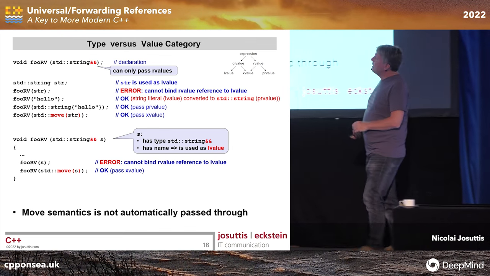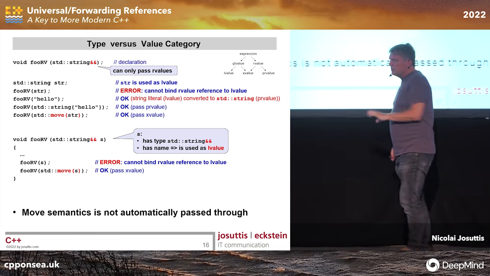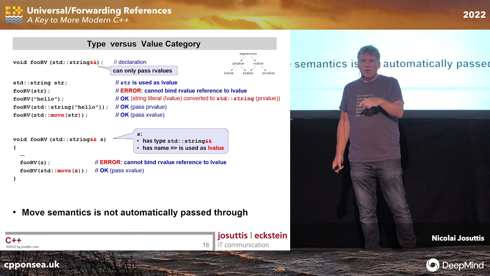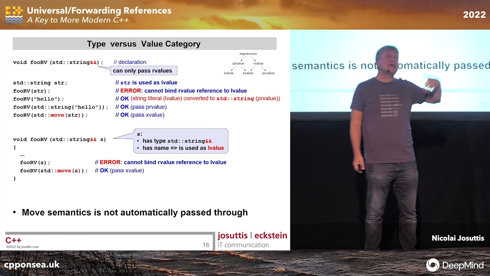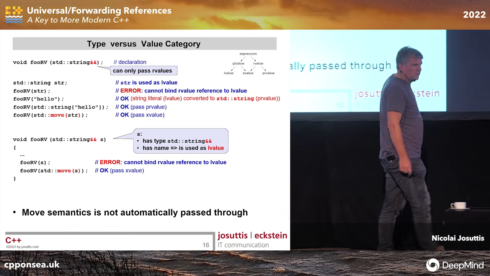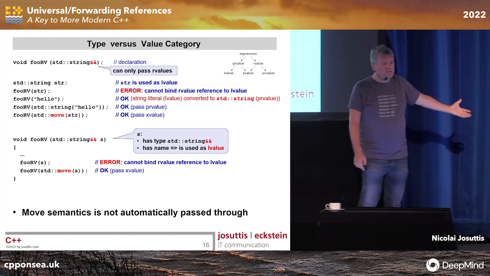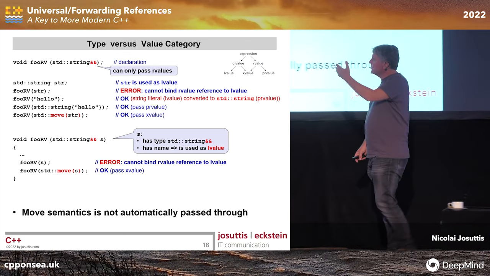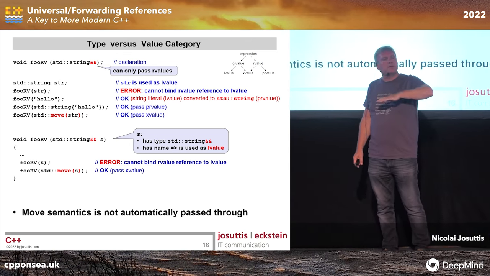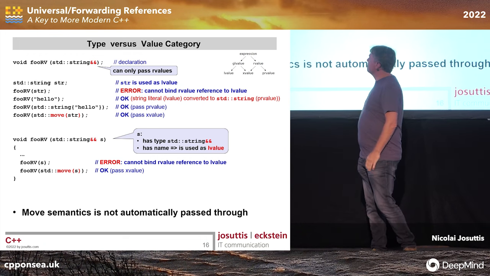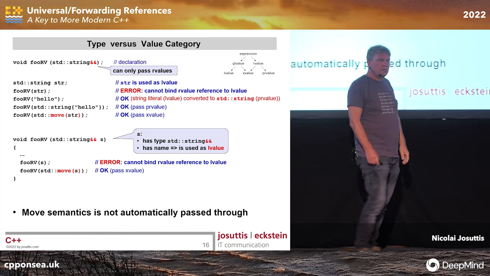But to be able to use it twice, it has no move semantic until you say where you no longer need the value. So you have to say it with another move here. And that's important. We could not implement swap or things like that if we didn't have that feature, that move semantics is not passed through automatically.